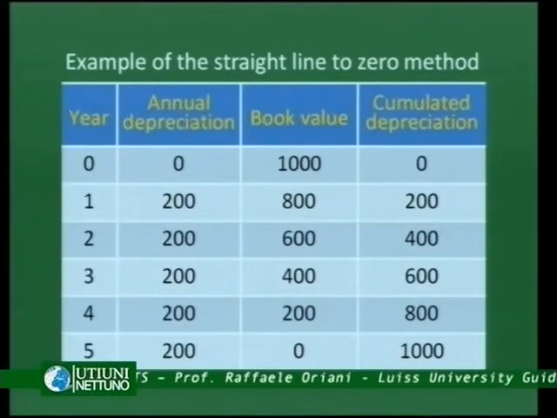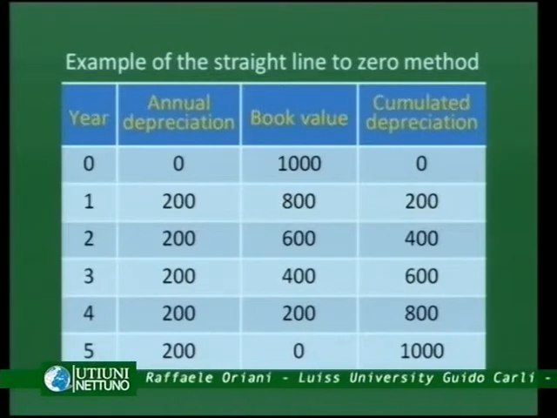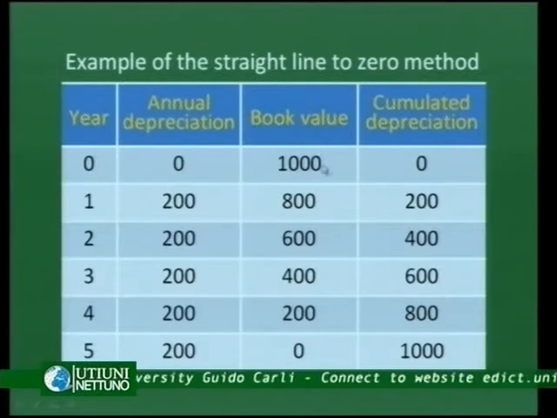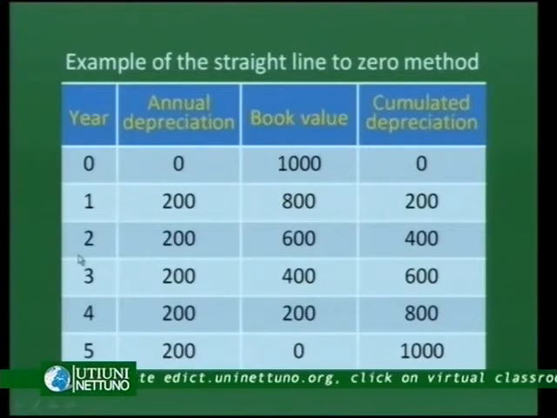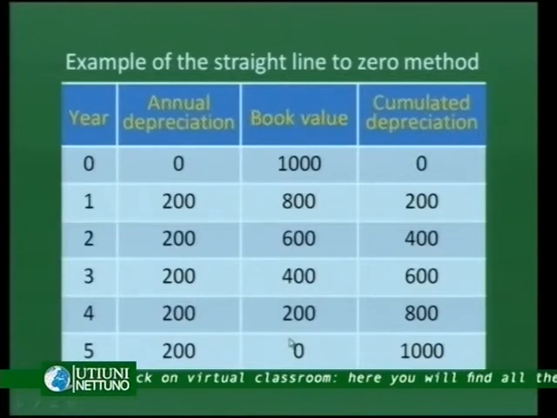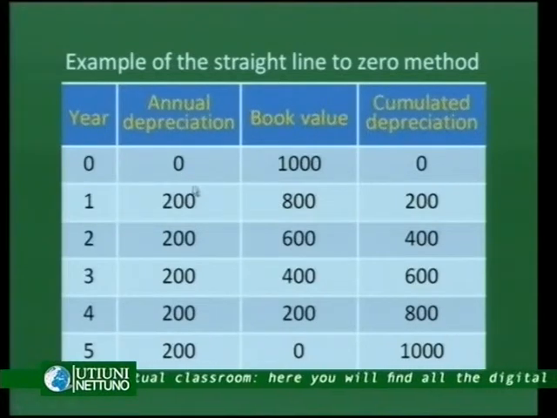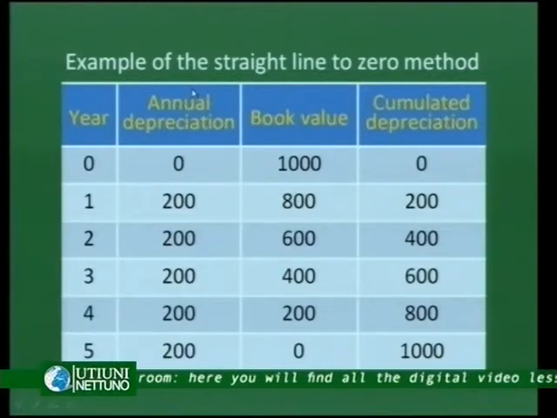So now we can conclude this lesson with a simple example of the straight line to 0 method for depreciation. Here in this table we are assuming that the project requires to buy a fixed asset that has an initial value of 1,000. And we assume that the expected life of this asset is 5 years, as we can see in the first column on the left of this table. So the other assumption we are making for this method is that at the end of its life, the book value of the asset will be equal to 0. And we are assuming that we have a constant annual depreciation.